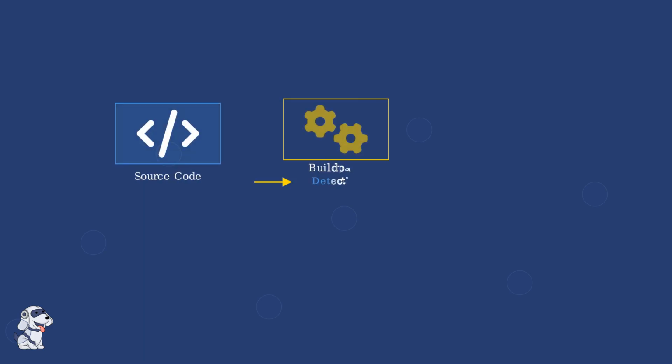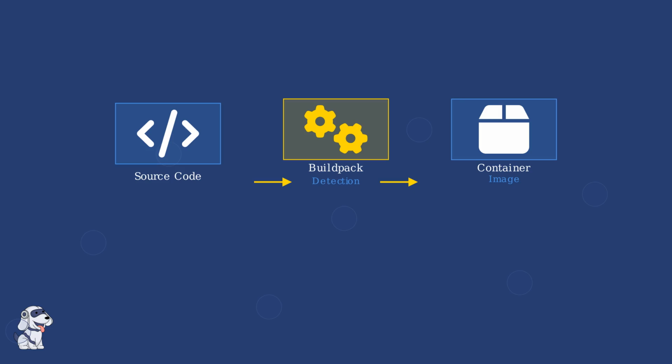Cloud-native buildpacks provide a revolutionary, standardized approach to transforming your source code directly into container images, eliminating much of the complexity traditionally associated with containerization. The key advantage of buildpacks is their universal nature. Anyone can create a buildpack for any programming language or runtime environment, making this approach incredibly flexible and extensible.